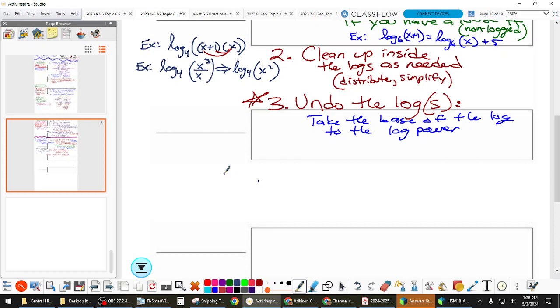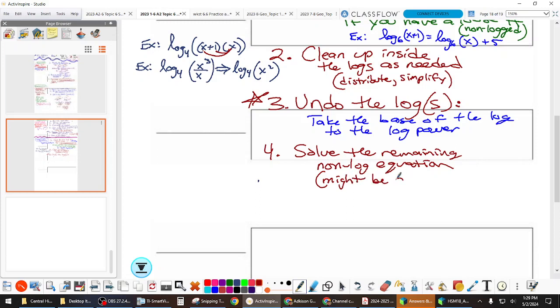Do we need an illustration for that? Perfect. Next: solve the remaining non-log equation. We've seen two now that have been quadratic. Doesn't mean they all will be, but it might be. If it was me and I don't know the quadratic formula, I would put it right there. I am not going to do that, but you can. Last step.